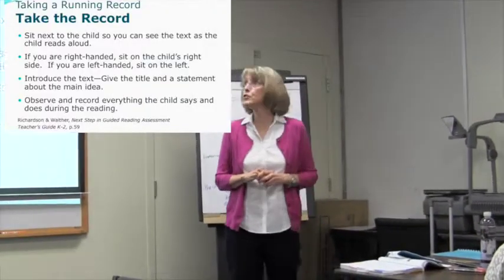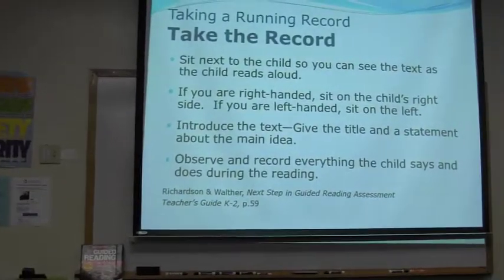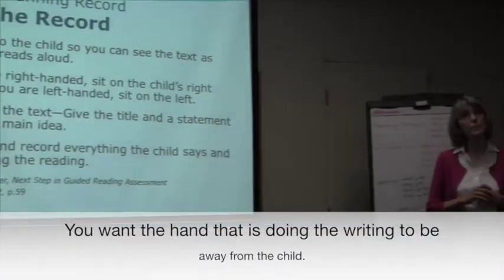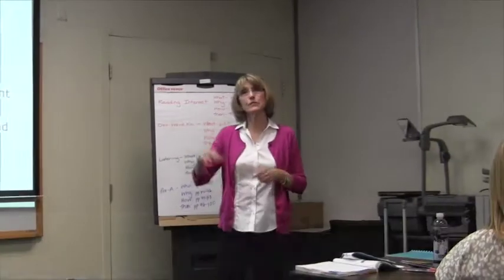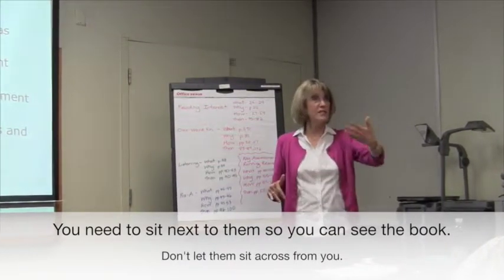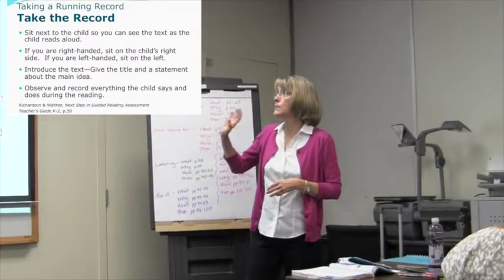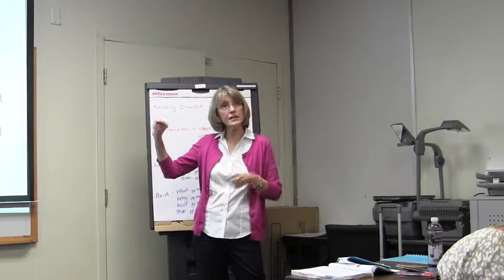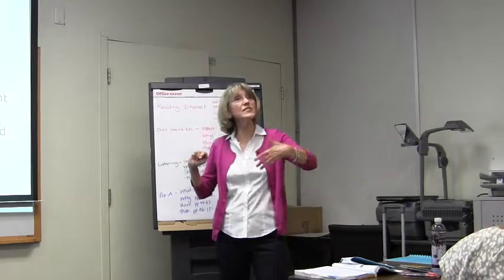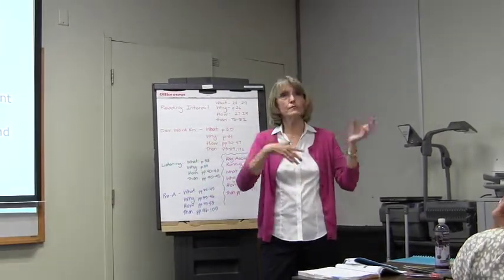The child sits next to you. This is important. If you're right-handed, sit on the child's right. If you're left-handed, sit on the child's left. You want the hand that's doing the writing away from them. You need to sit right next to them so that you can see the book. They don't sit across from you. They're right next to you. You introduce the text. If it's a cold read, they have good introductions in the books. If you've taught it for guided reading, you say, remember we read this? It's about when Bingo knocked down the toys, or whatever.